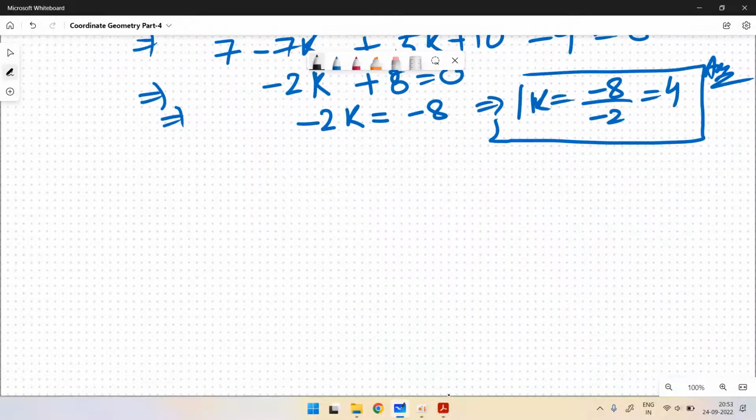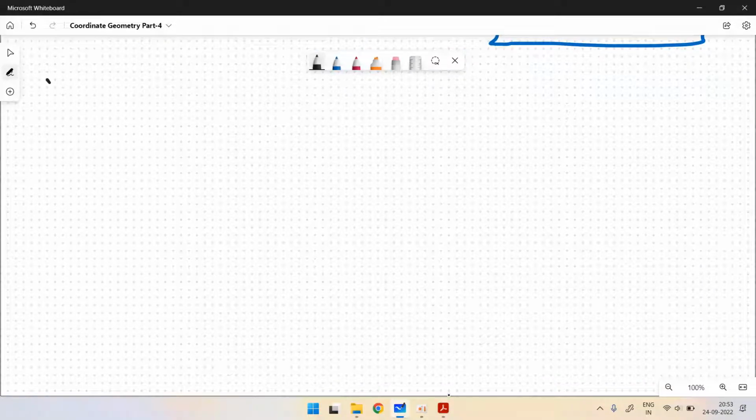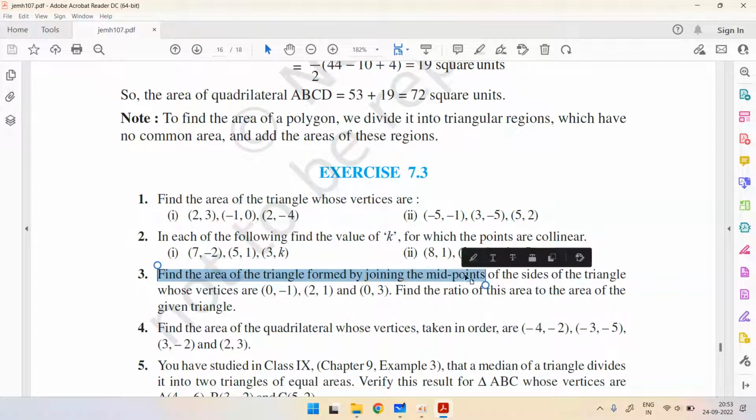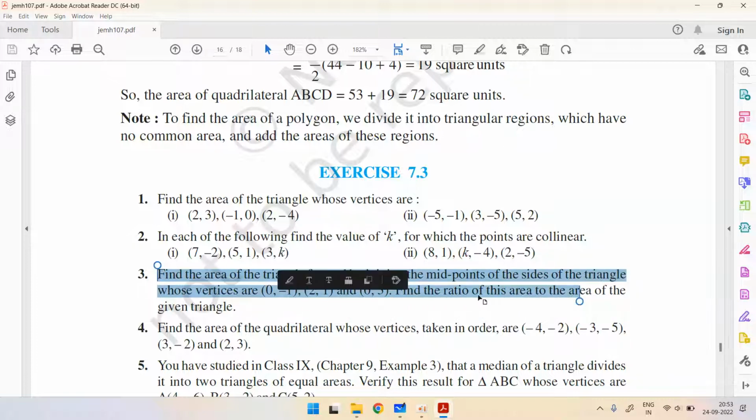Now I'm solving for the third question. The third question says: find the area of the triangle formed by joining the midpoints of the sides of the triangle, and find the ratio of the area of this triangle to the area of the given triangle.